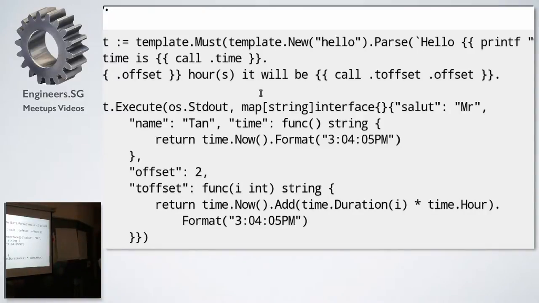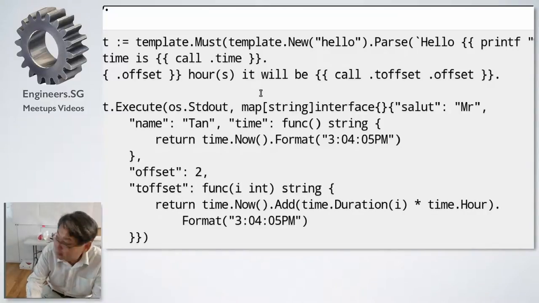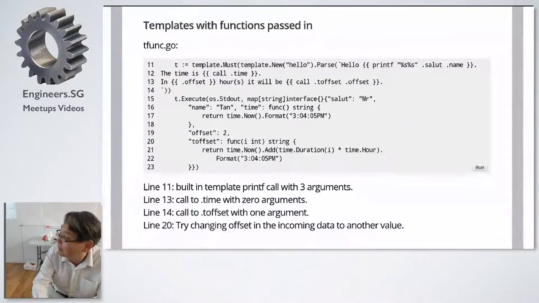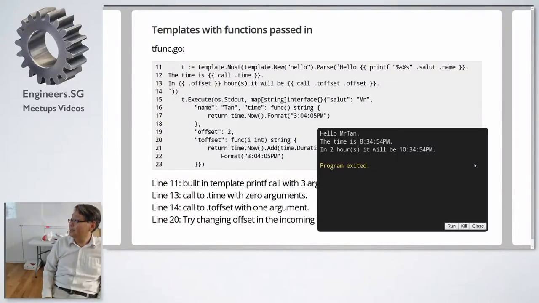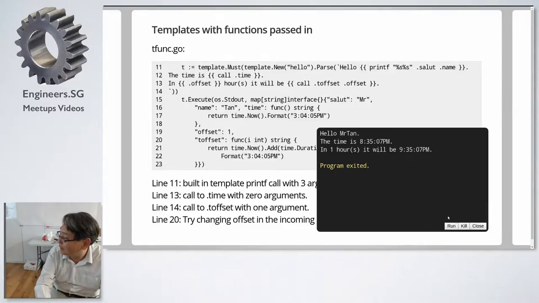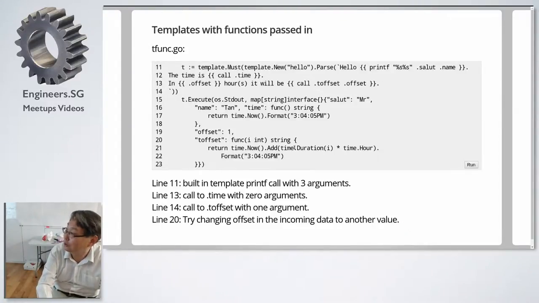So let's call it back out and run this. Says time is 8:34. It's right now almost 9 o'clock. In 2 hours' time, it'll be 10:34. If I change the data, in 1 hour's time it will be 9:35. So you can do really dynamic cool stuff with that. And you can call your own functions. You can supply your own functions.